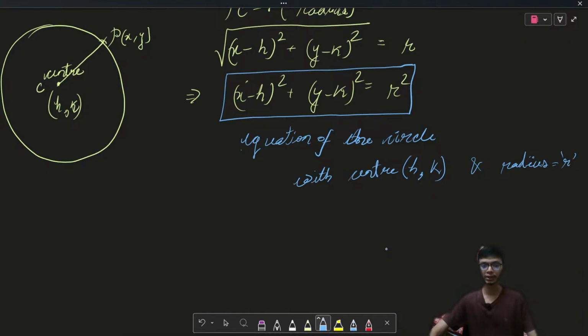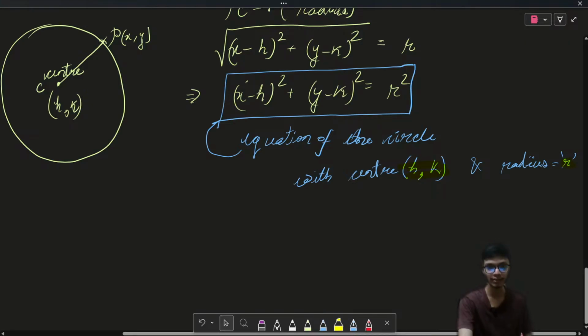So this is the equation of the circle whose center is h comma k and the radius is r. This is what we define as the general equation of a circle, right? In case I have the center as 0 comma 0, then this equation of the circle will be modified to x square plus y square equals r square.